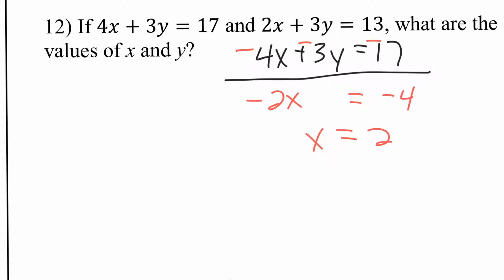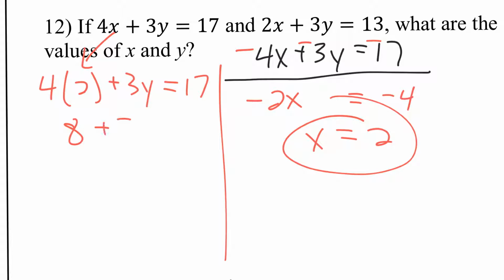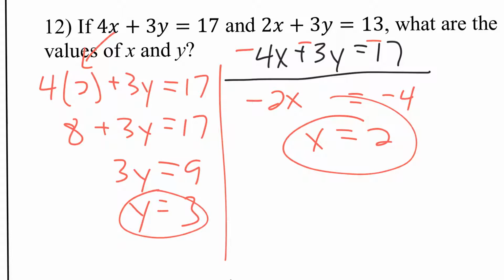Therefore x is 2. Once I know that's 2, I can plug the 2 in to the x value of either equation. I'm going to use this first one for no specific reason. And I'm going to get 8 plus 3y is 17. And then I'm going to get 3y is 9. Thus, y is 3, so my ordered pair is going to be 2, 3.